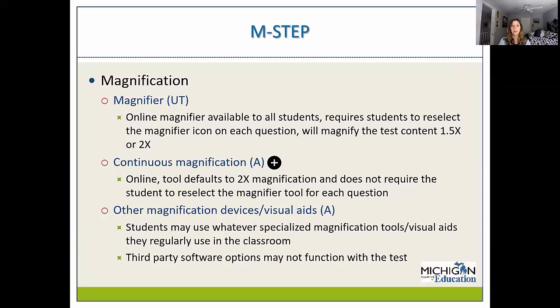Now, continuous magnification is considered an accommodation and needs to be enabled within the online testing system. This is an option that is going to default to 2 times magnification. It does not require the student to reselect the magnifier tool for each question. So that means that the student will have a continuous magnification option throughout the entirety of the assessment when they take it.